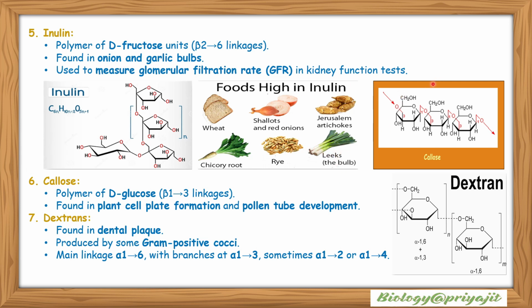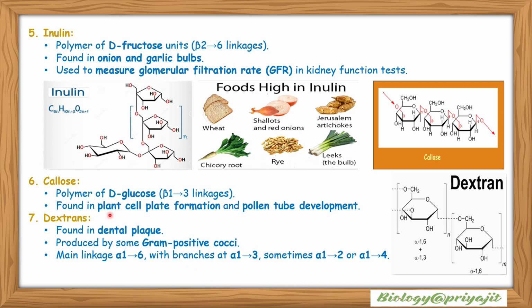This is the structure of callose. Callose is a polymer of D-glucose, and the bond present in callose is the beta 1,3 linkage. It is found in the plant cell plate, which is formed during cell wall formation, and in pollen tube development. You have already studied about it.